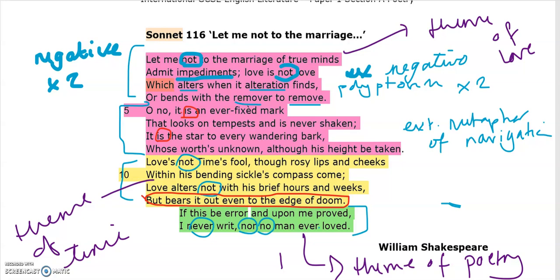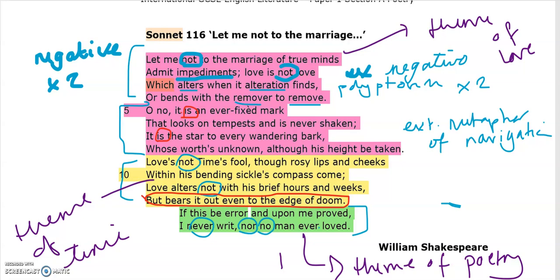And it's kind of hard to fathom as well, whose worth's unknown although his height be taken. So we can't fully understand this star, this guiding light, but we can measure by it. We can use it to guide us, but we can't fully comprehend it. Okay, so that's all to do with love.